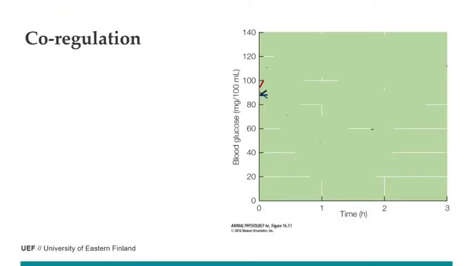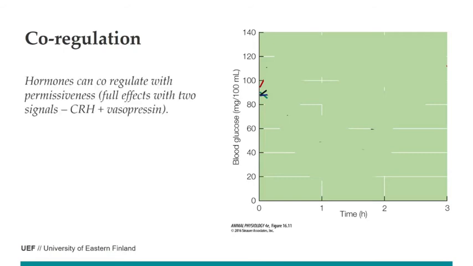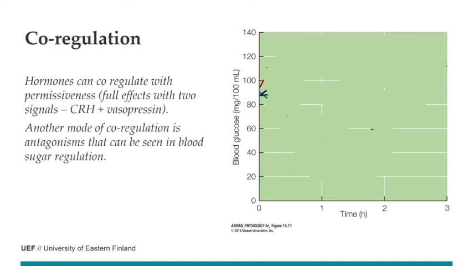Okay, so we can have co-regulation like that, where we need two signals for the full effect. We can release adrenocorticotrophin with the corticotrophin releasing hormone alone, but we can get a higher signal when having the vasopressin also. Then the other way we can do it, we can have different kinds of hormones that are antagonists. So they are acting in different directions.